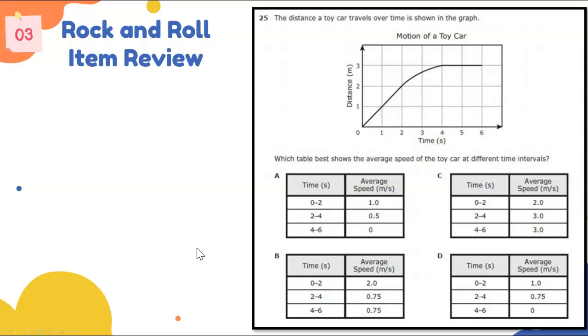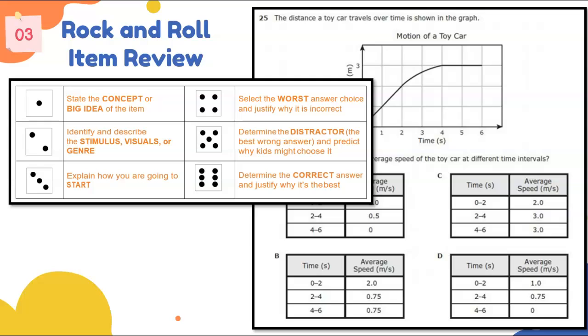Another option is the rock and roll item review. In this case, remind students about the stimulus that they worked on Monday. Provide them with the answer choices. They can do this in groups or independently.